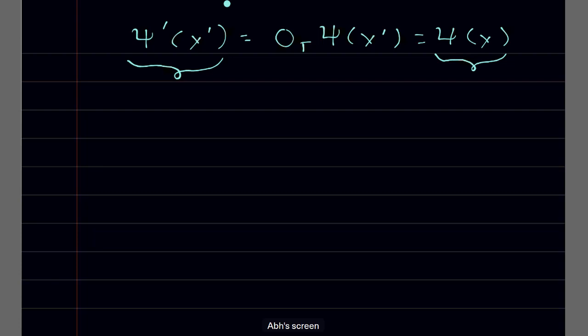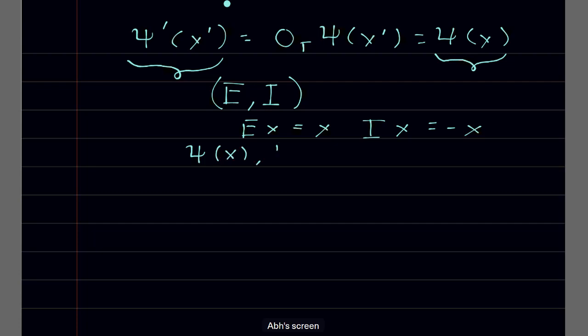Now if you look at an element, remember we worked with elements E and I, and I formed the matrix representations of E and I. So what was E? E when acted on x gave me x, and I when acted on x gave me minus x. And previously we used two bases, psi of x and psi of minus x, and using this basis I created the matrix representation of E and I. Remember?